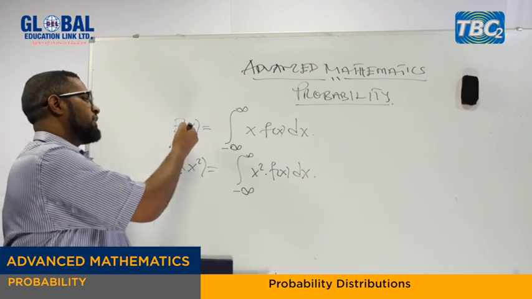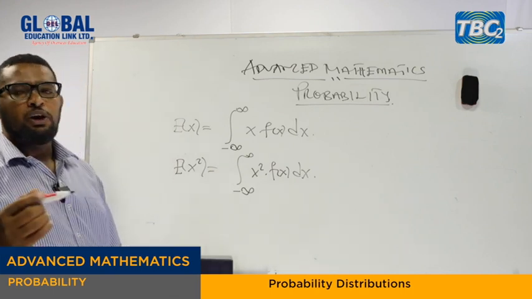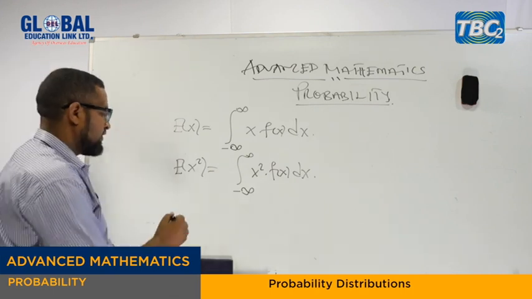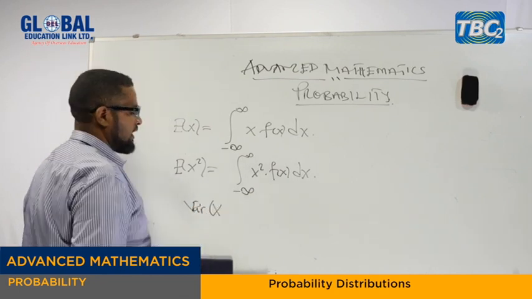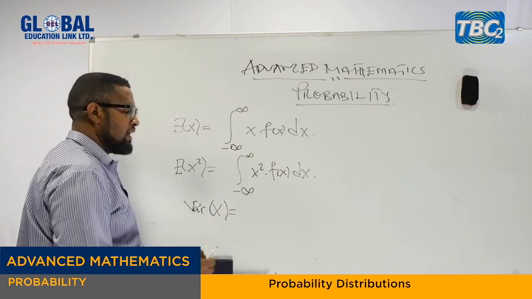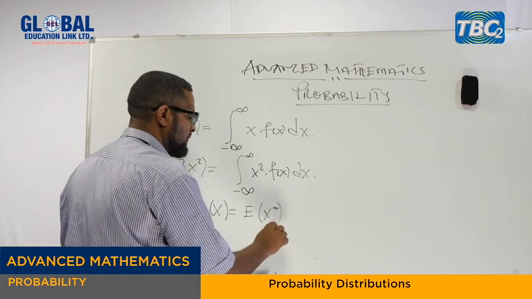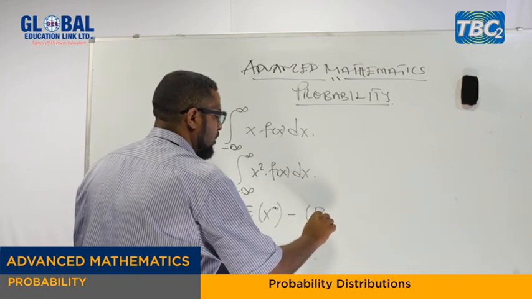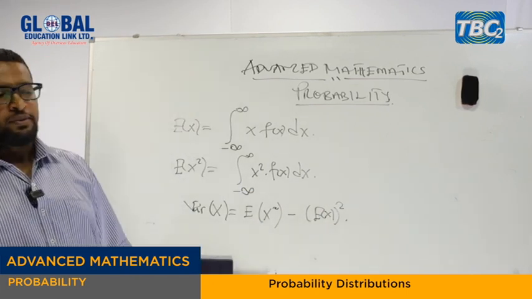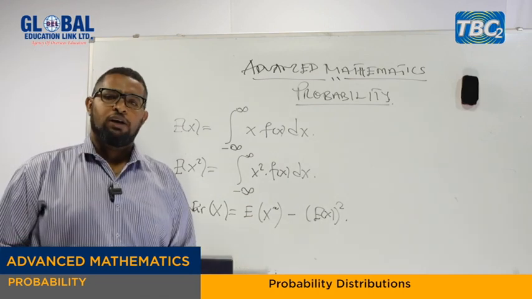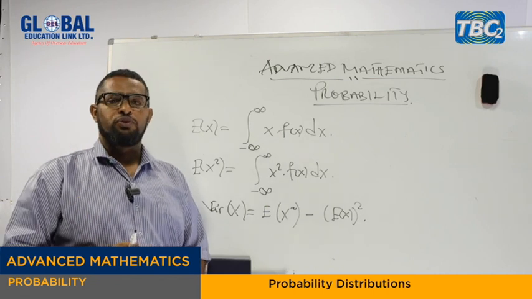After having the expectation of the variable x and the one with x squared, now you may be able to find the variance. So the variance of variable x is given by the expectation of the variable squared minus the square of the expected mean of the given variable x. So these are the key formulas that you are supposed to know before going to the exam.